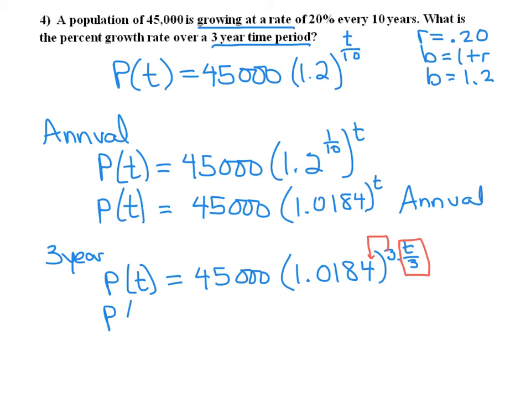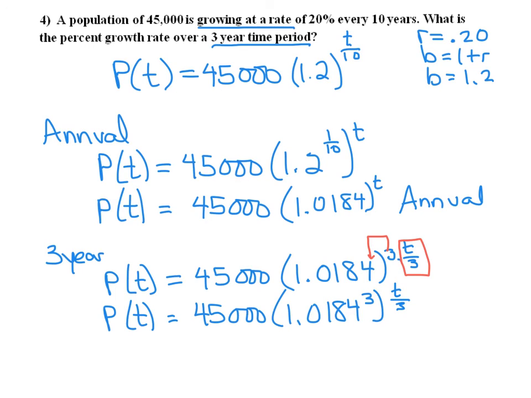So I'm going to say P of t is equal to 45,000. Take my 1.0184 and raise it to the 3rd power, and then keep the exponent of t over 3 on the outside. Notice that I haven't changed how I'm writing. I haven't changed the value of my expression. I'm just changing how I'm writing it.